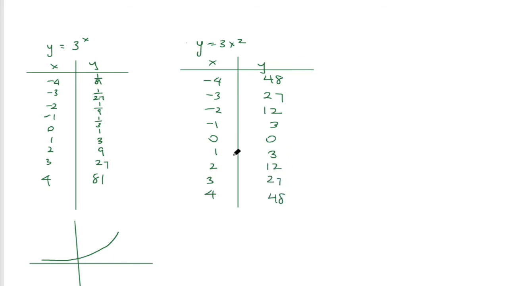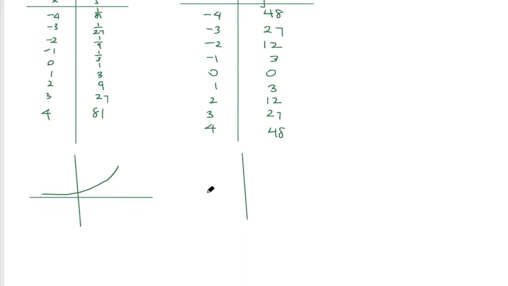Okay, so if we quickly graph this one, we know that at 0, we have 0. And then as we go to the positive, it gets bigger and bigger and bigger. So we know that's going to look something like this. And on this side, we have the same thing. So it's going to look like this.